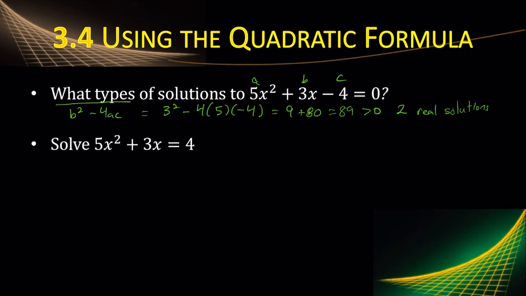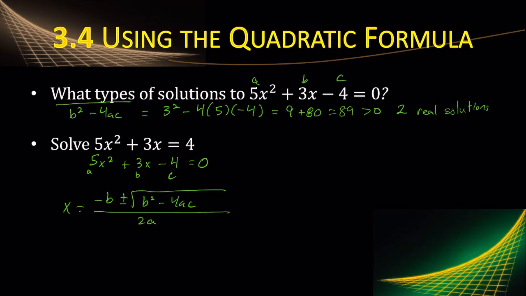Oh, hey, they want us to solve this. All right, let's use the quadratic formula. First of all, we have to set it up so that it equals 0. So we'll subtract the 4 so it equals 0. So now we're in standard form. This is A, B, C. Our quadratic formula is x equals negative b plus and minus square root of b squared minus 4ac all over 2a.